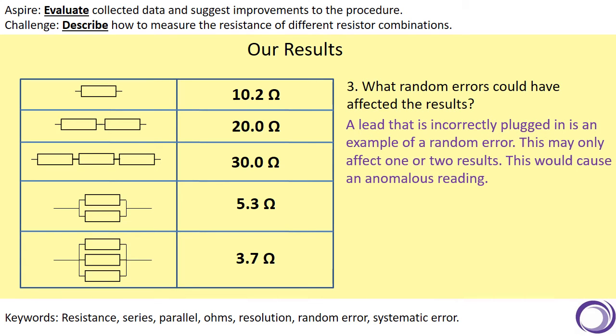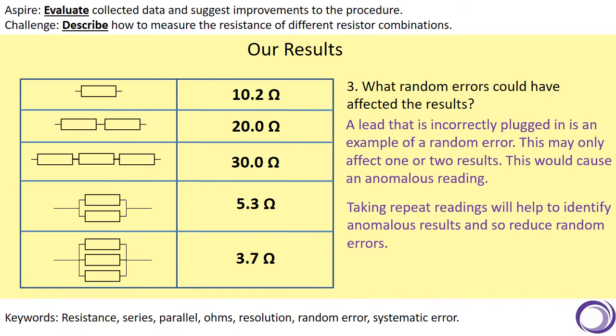If you had a lead that was incorrectly plugged in, and that did happen, I didn't take the reading though, I realised it was a bit high and double checked them, but that would cause a random error. So it'd affect 1 or 2 results, and it would have made the result a little bit too high because of the extra resistance from the lead not being plugged in correctly. So that'd give you an anomalous reading if that was the case.